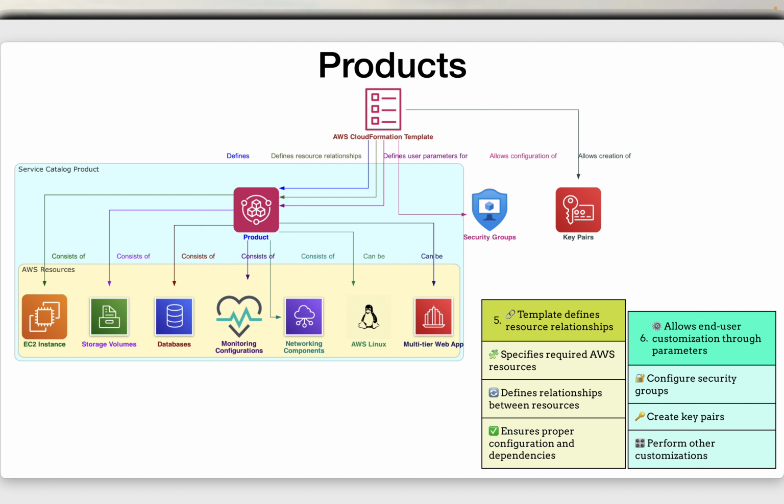When creating a product, you can define parameters in the CloudFormation template that end users can customize when launching the product, such as configuring security groups, creating key pairs, and performing other customizations specific to their needs.